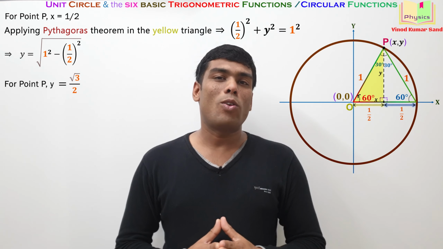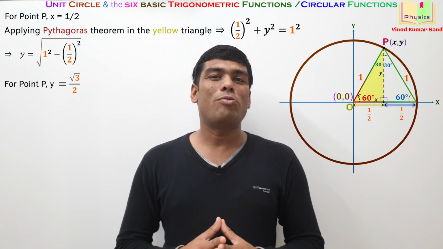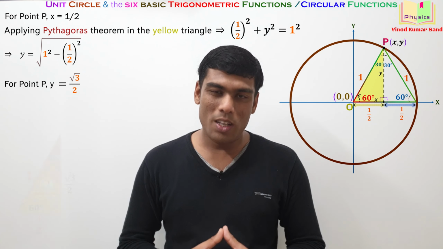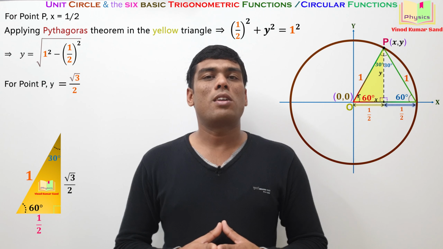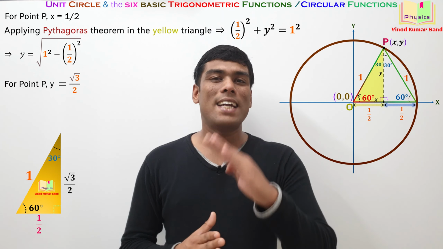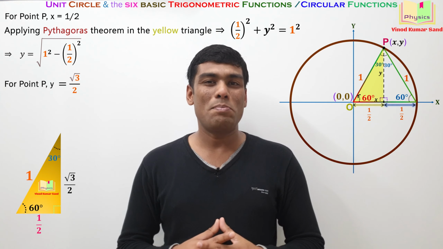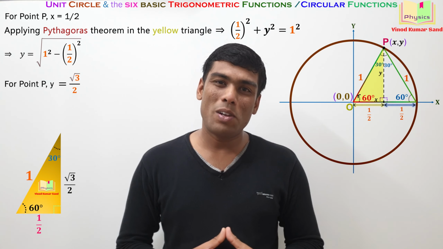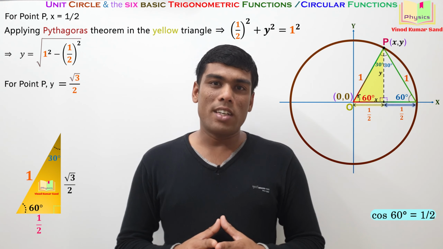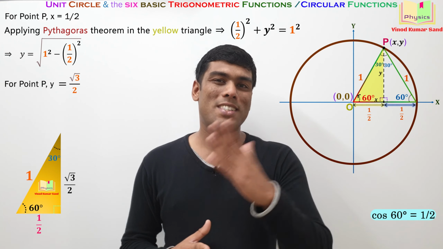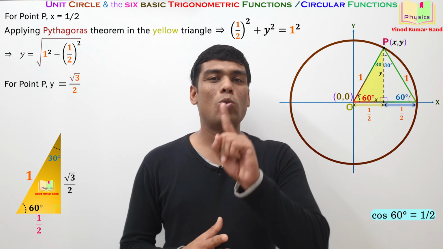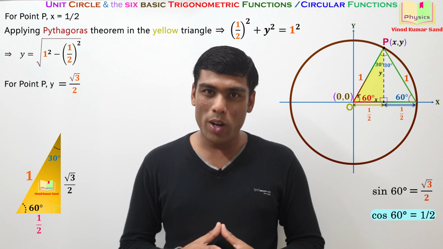Now in this yellow triangle, we can easily find the values of all the trigonometric ratios, such as we wish to determine the value of cos 60 degree. It will be equal to what? Adjacent side divided by the hypotenuse. So cos 60 degree will be equal to half. The sine 60 degree will be equal to opposite side divided by the hypotenuse. So it will be equal to what? Root 3 by 2 divided by 1.